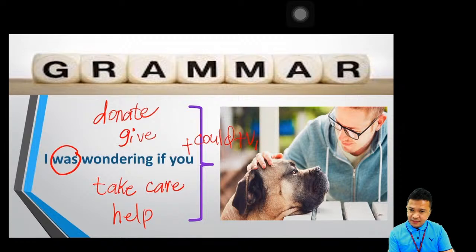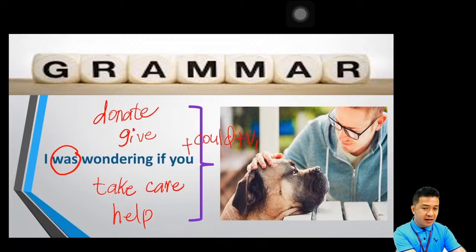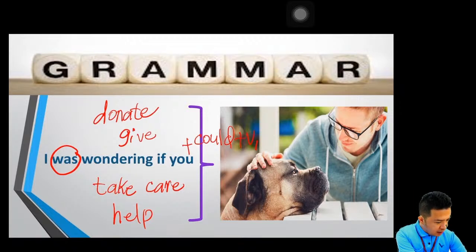Okay, correct. That's correct, but what is your number? I cannot see your number, ID number. Okay, number 4, room 7. I was wondering if you could take care of my dog. Not question mark. It should be full stop. Number 4 from room 7. Take care of. Correct. There should be of after take care. If you could take care of my dog. Number 4 from room 7. You got it correctly. Number 12 from room 8.